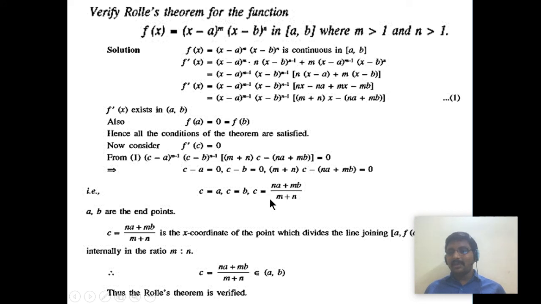For example, if we take m as 2 or m as 3, clearly the value exists here. So (mb + na)/(m + n) clearly lies in the open interval (a, b). Thus, Rolle's theorem is verified because at least one value of x lies in the open interval (a, b). So clearly Rolle's theorem is verified.